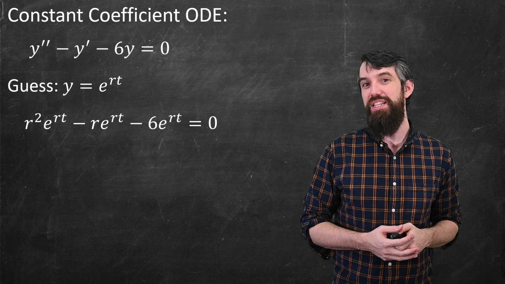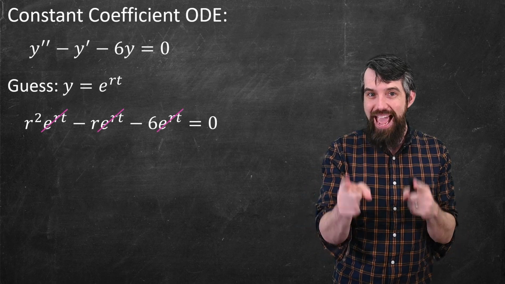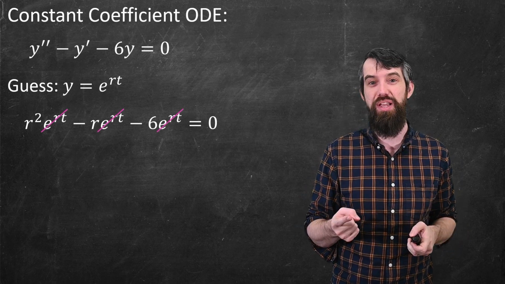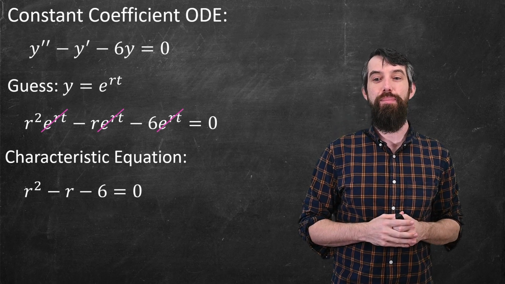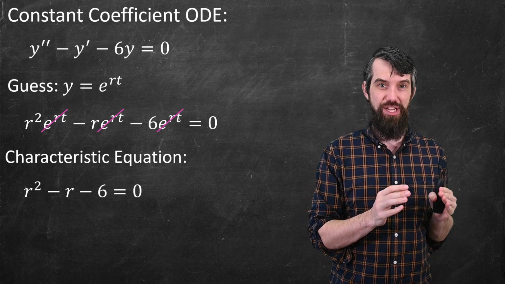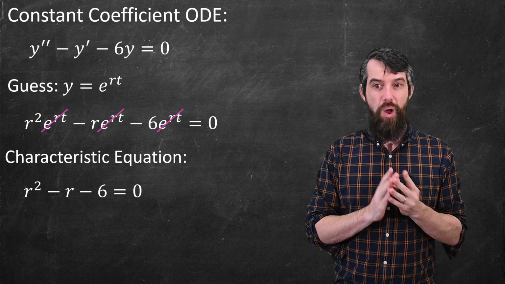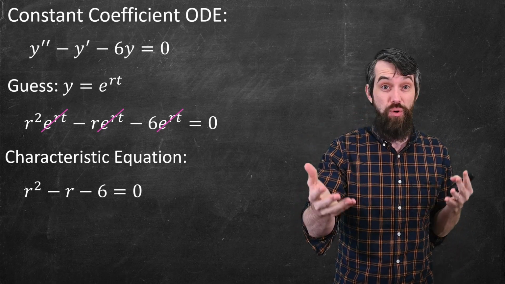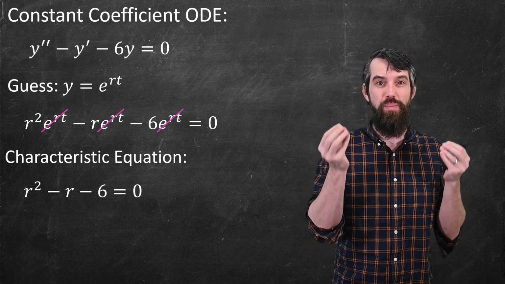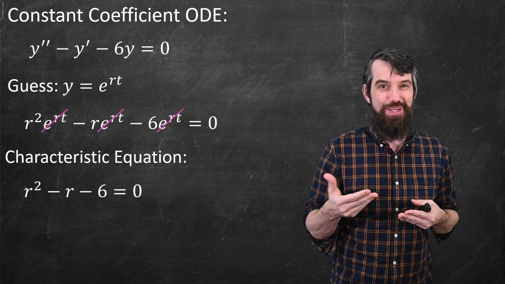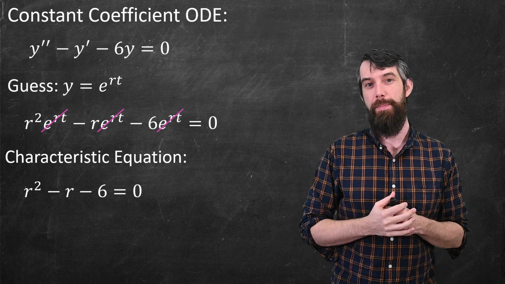Now, I do notice that there's an e to the rt everywhere. So why don't I cancel those? e to the rt is positive, so I can do it. And that just leaves me something that's called the characteristic equation. So this is a polynomial. r squared minus r minus 6 equal to 0. That's a polynomial in the variable r, the thing we introduce when we guess e to the rt.